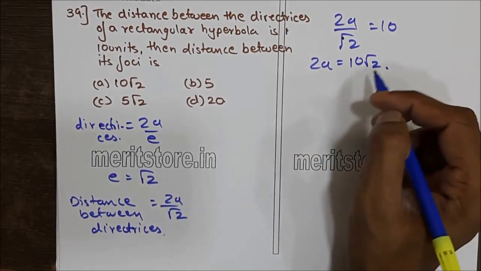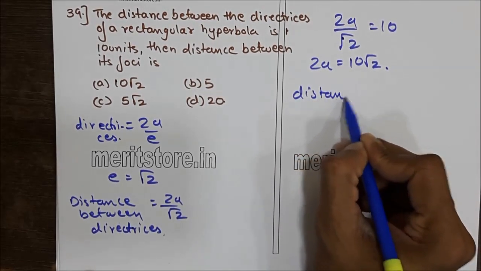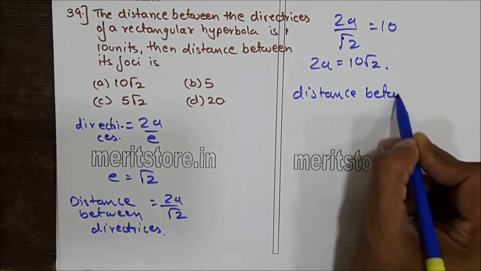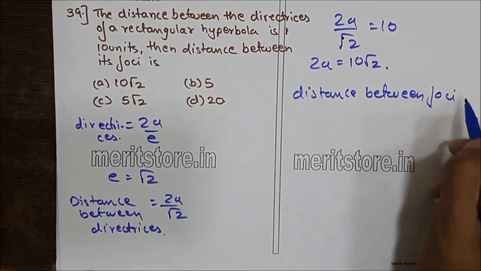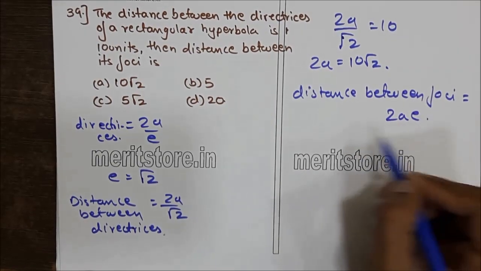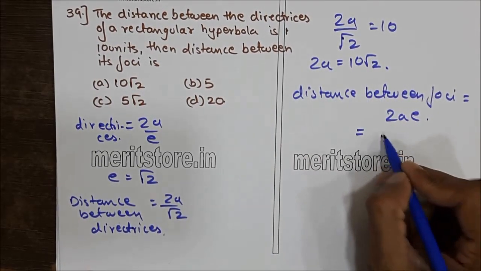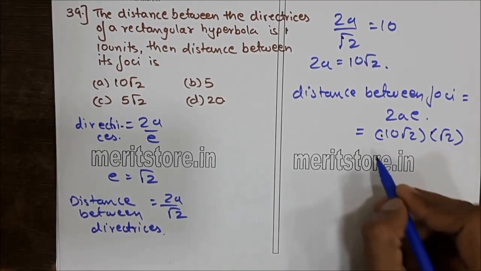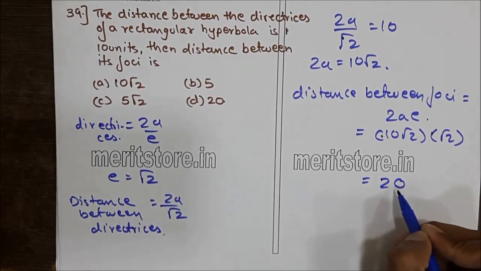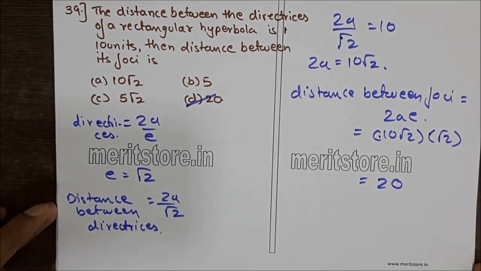Now the distance between the foci is given as 2ae. Substituting the values of 2a and e, we get 10 root 2 into root 2, which is equal to 20, which is our option D. Therefore, option D is the correct answer.